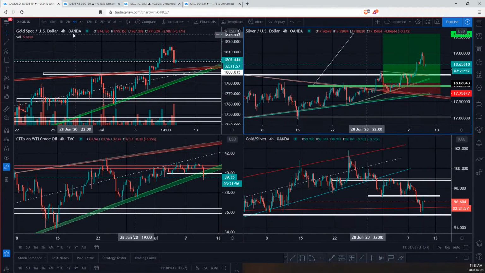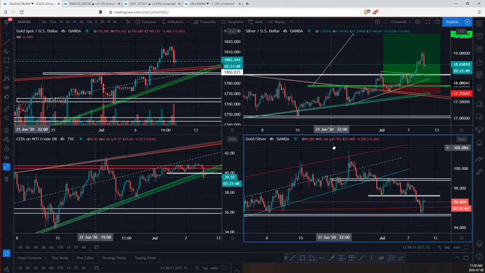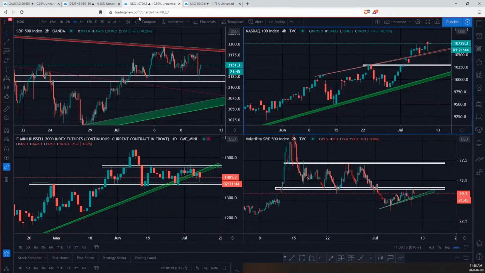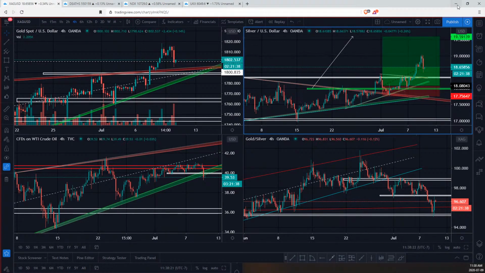So let's now go into the crypto market update after we've completed the global macro update here. Not a whole lot more to talk about within the assets here. Nothing really has moved. SPX is holding, which is great to see. And not much more to talk about here.